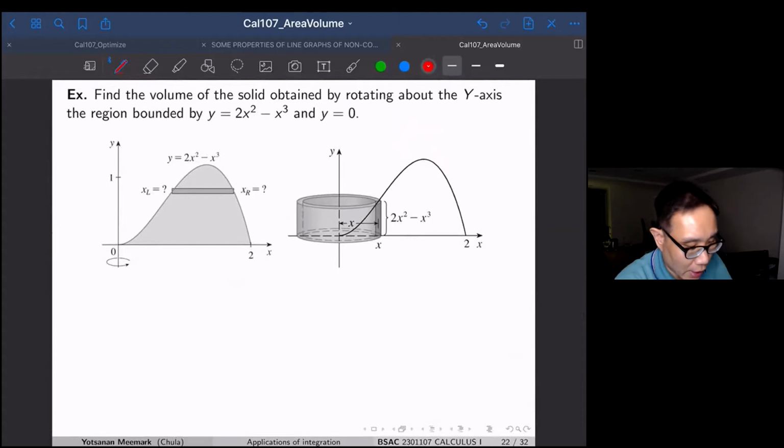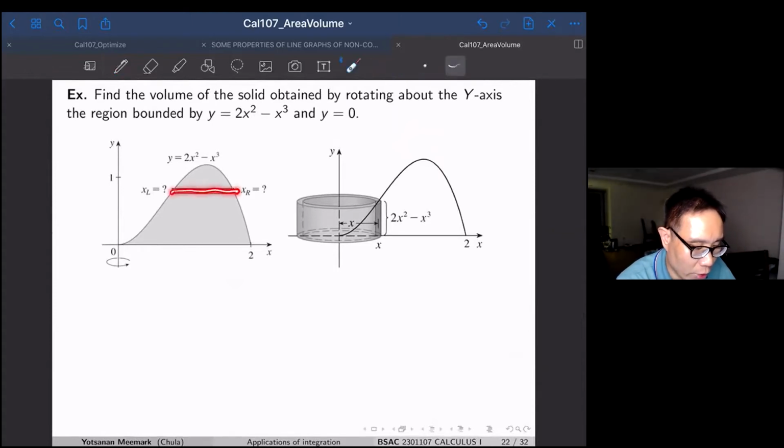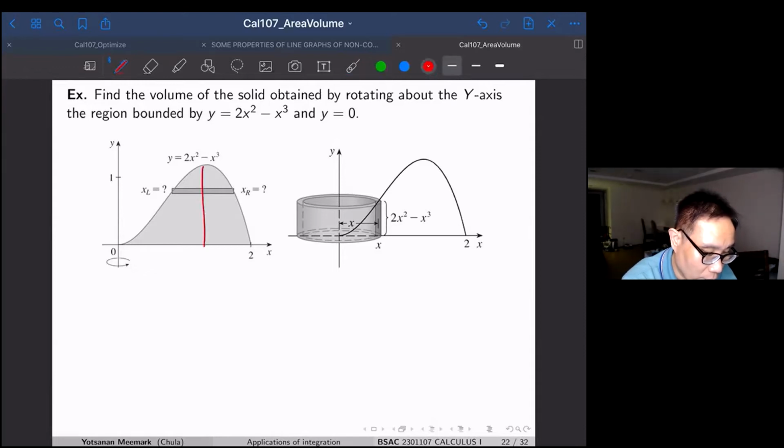So you see that for this one, I explained earlier that you will not be able to use the washer method. If you would like to use the washer, you need to find XL and XR. However, this one is kind of difficult to find XL and XR. We're just going to use the cylindrical shell. For the cylindrical shell, you're just going to subdivide. So you're going to write it this way.